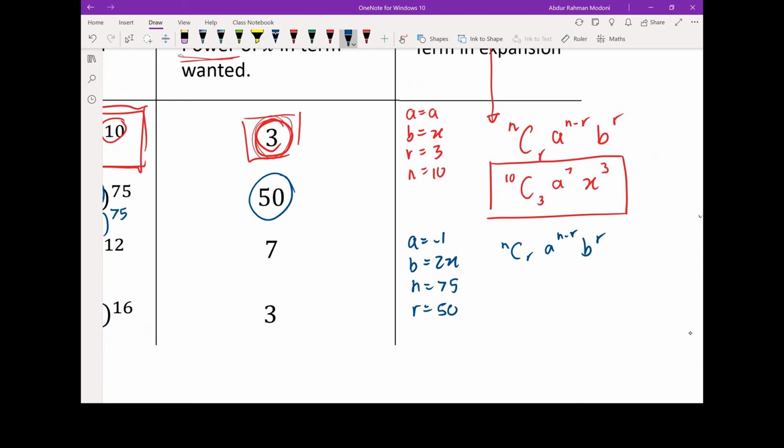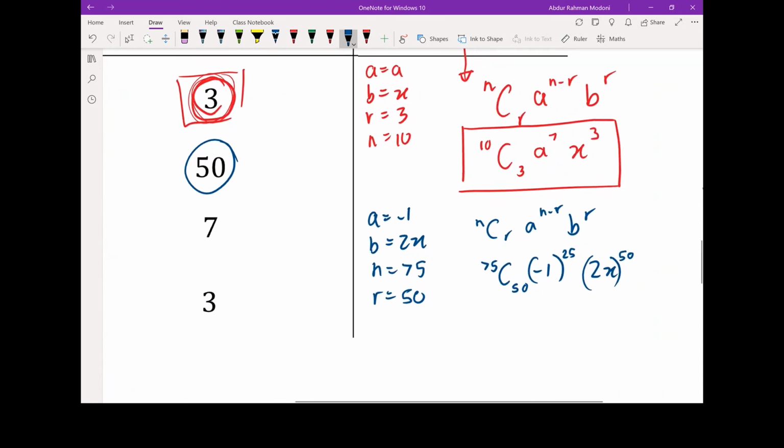And here we've got 75C50, minus 1 to the power of n minus r. So that's 75 take away 50, which is 25. And b is 2x. Be careful, it's 2x inside a bracket. You would never write down 2x to the power of 50 like that, because r is 50, because that implies the power of 50 is only on the x. It's on the whole thing. It will be the same as 2 to the power of 50, x to the power of 50. So if you didn't put a bracket, make sure you add that, otherwise it would be incorrect.